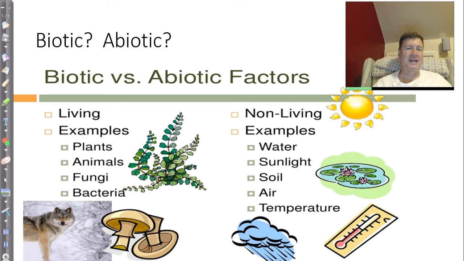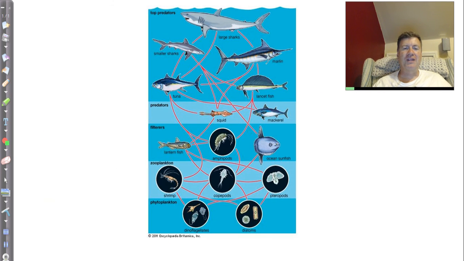So why does that matter if we have biotic and abiotic factors? Because of the interactions. This is something you've probably seen before. This is a food web, and it shows who eats whom in a particular area. Notice, though, that this is strictly based on biotic interactions.